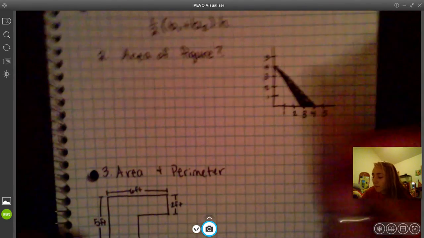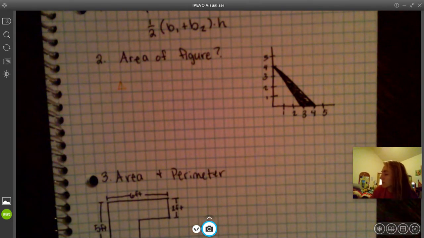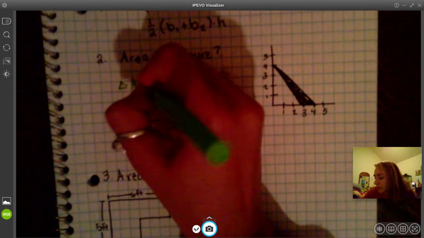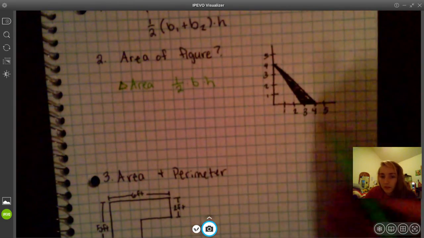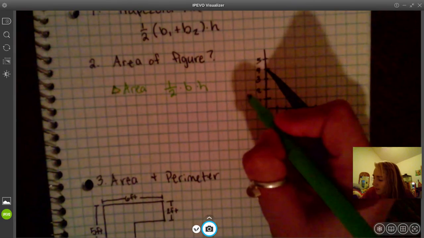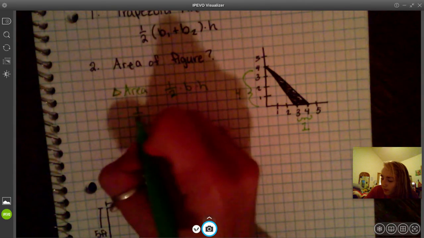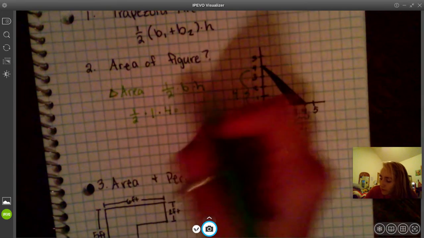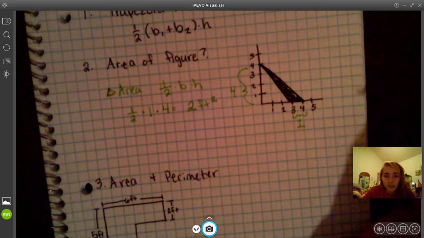So I've got to think of a triangle formula. I'm going to use a different color so you can see it a little bit better. The triangle area formula is just 1/2 base times height, right? If we look here, we see that this has a base of 1 and a height of 4. So 1/2 times the base, which is 1, times 4, which is the height, I get 1/2 times 4, which is 2. So I get 2 feet squared for the area of this triangle.